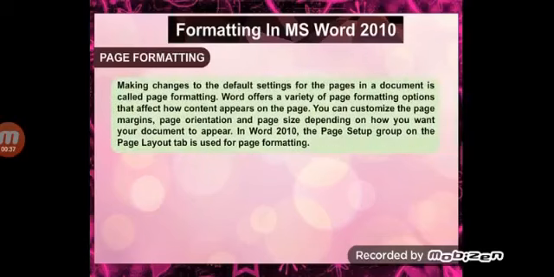Next is page formatting. Making changes to the default settings for the pages in a document is called page formatting. Word offers a variety of page formatting options that affect how the content appears on the page. You can customize the page margin, page orientation, and page size depending on how you want your document to appear. In Word 2010, the Page Setup group on the Page Layout tab is used for page formatting.